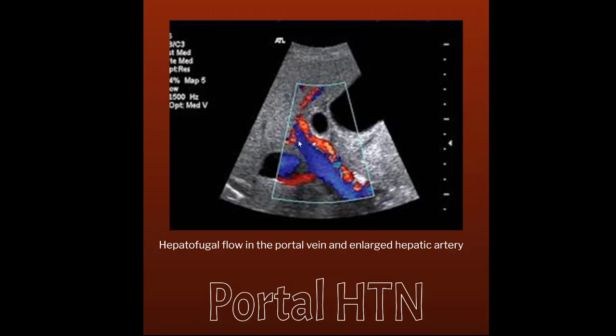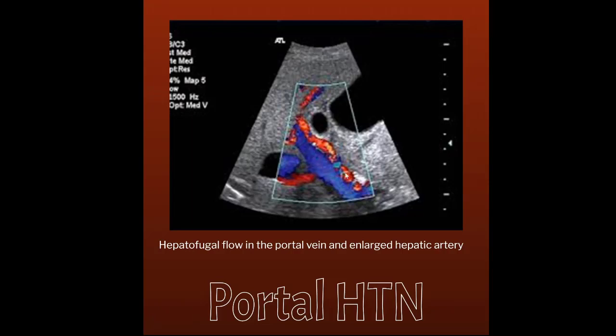Typically, when we look at the portal vein and the hepatic artery, we expect them to be flowing in the same direction. So we expect them to both be red. That is normal, healthy, standard setup for ultrasound and looking at the portal vein. So we do expect the blood coming into the liver to be flowing into the liver.